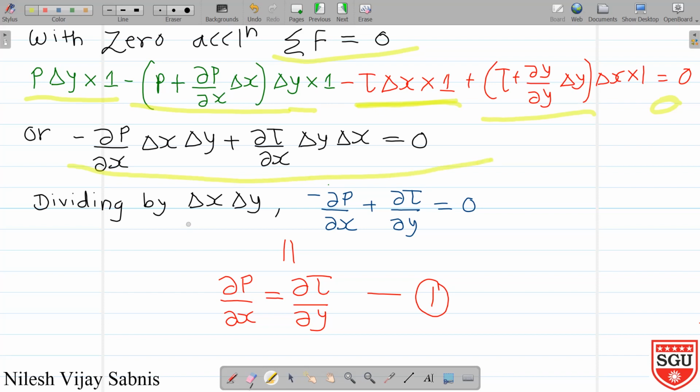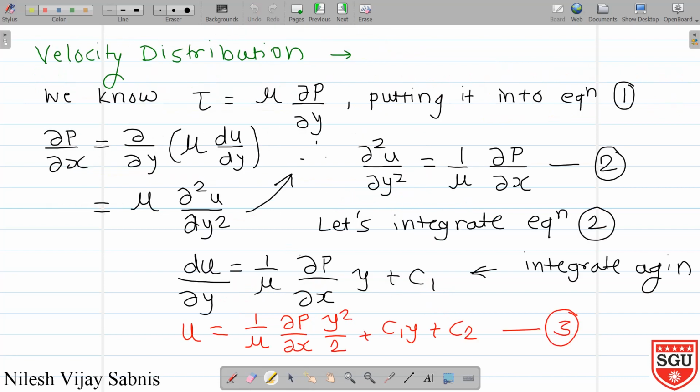Cancelling common terms, that is delta x, delta y, we will get the equation minus dou p by dou x plus dou tau by dou y is equal to 0. Dou p by dou x is equal to dou tau by dou y. This is equation 1. Now we will start with calculating the velocity distribution. We know that Newton's law of viscosity, tau is equal to mu into dou u by dou y. Putting this into equation 1, we will get this equation.